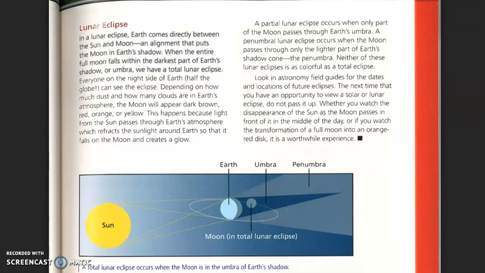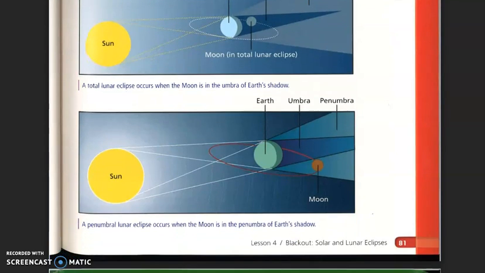Look in astronomy field guides for the dates and locations of future eclipses. The next time that you have an opportunity to view a solar or lunar eclipse, do not pass it up. Whether you watch the disappearance of the sun as the moon passes in front of it in the middle of the day, or if you watch the transformation of a full moon into an orange-red disk, it is a worthwhile experience. And below, this is an example of what a penumbral lunar eclipse would look like and where the moon would be located.